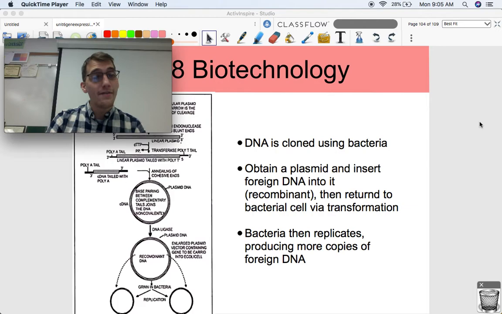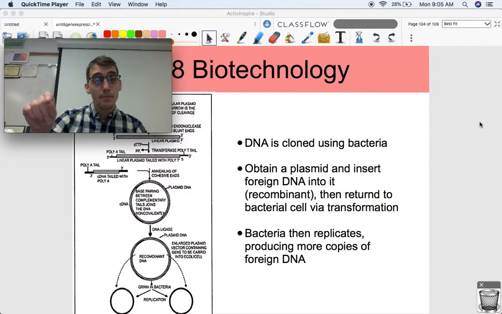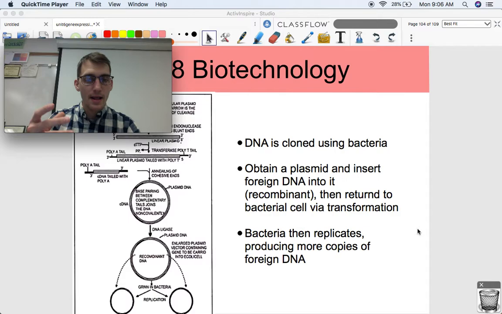I have a gene here, I've isolated this gene, and I can make blood pressure medication with it, like a protein that lowers blood pressure. I don't know, I just made that up. But I take this gene that I want, I can insert it into the plasmid of these bacteria. They're going to take it up from their environment via transformation. And then that bacteria is going to do what it does. It's going to survive, reproduce. It's going to replicate, make more copies of that foreign DNA.